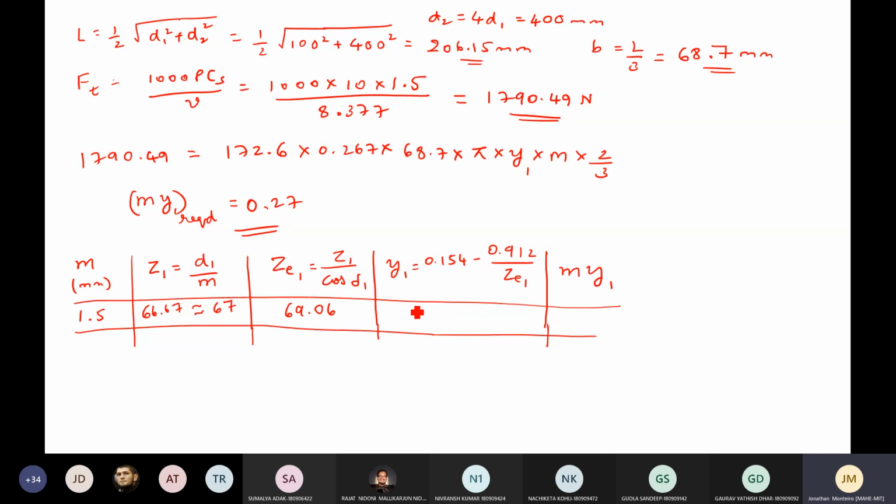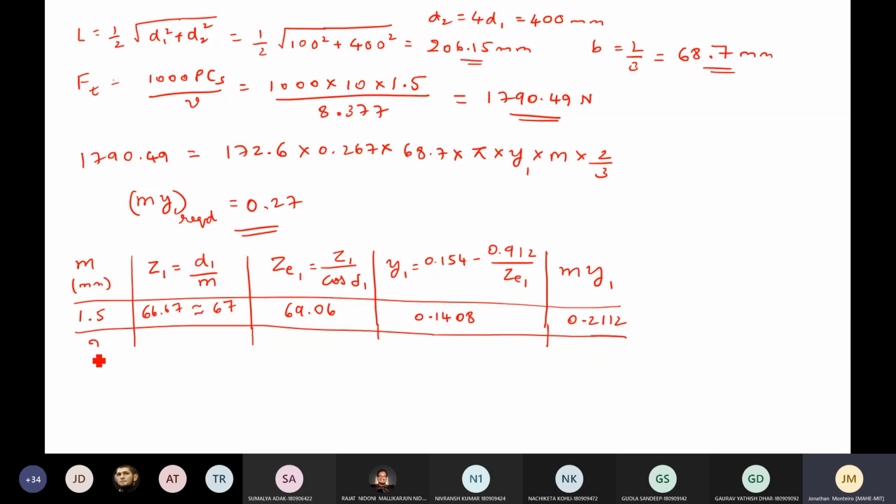Y1 is 0.14, some value, ultimately 0.1408. So obviously it will come less now. 0.2112. So it is not yet reaching the required value, but it is very close.